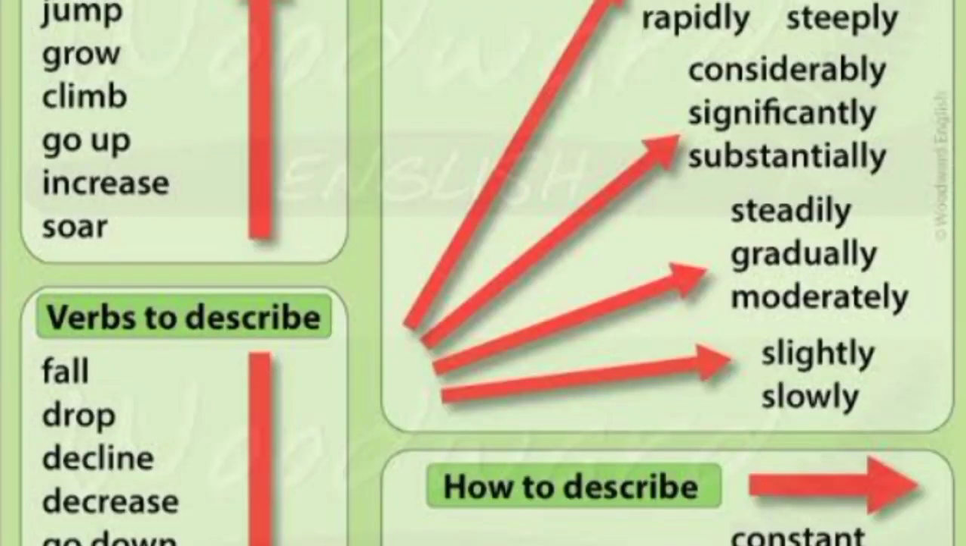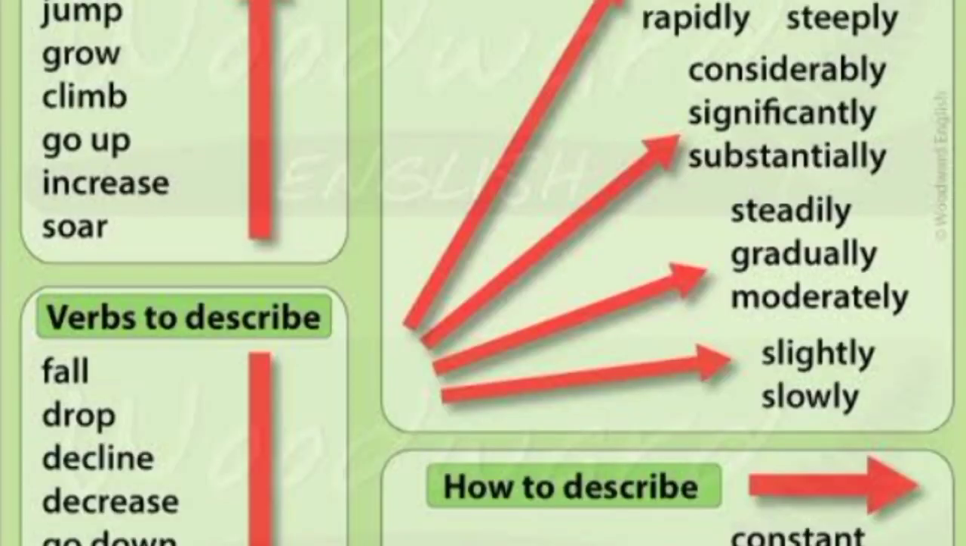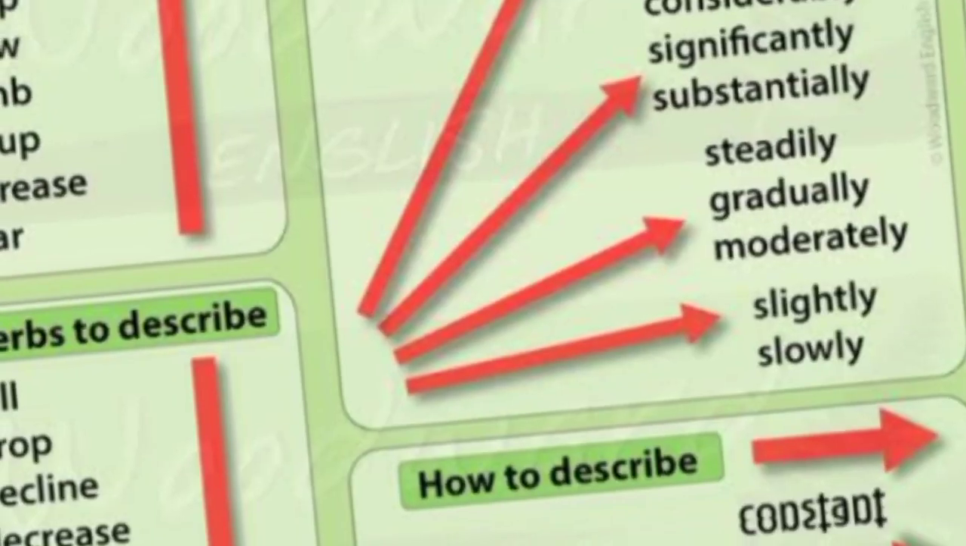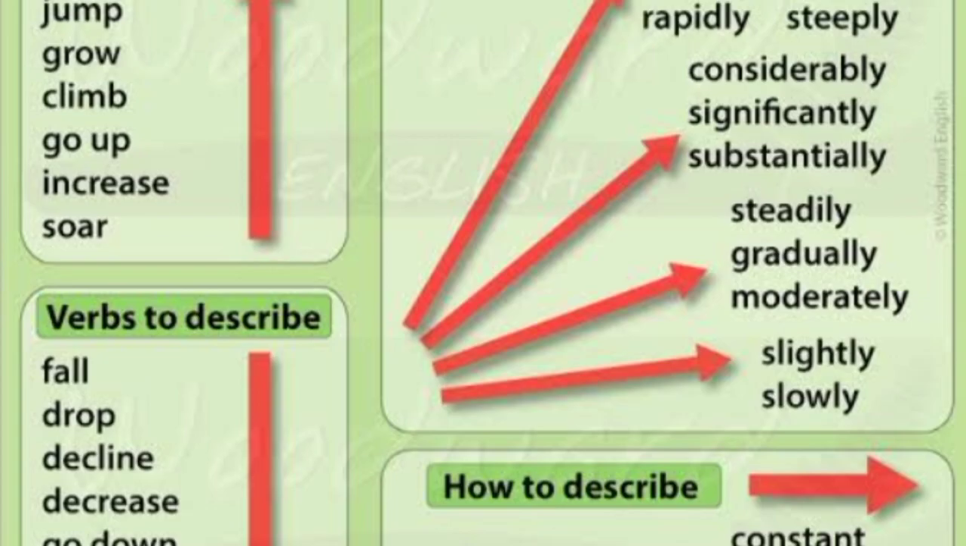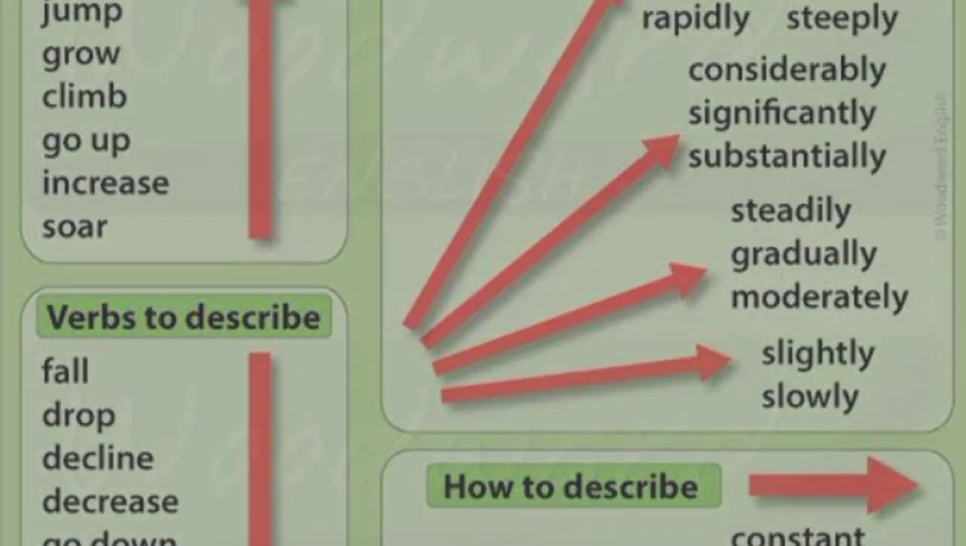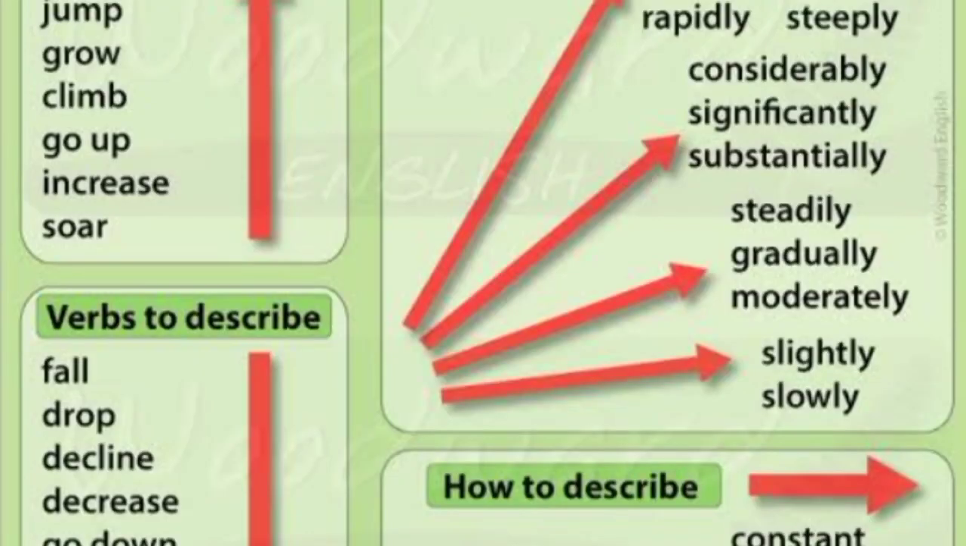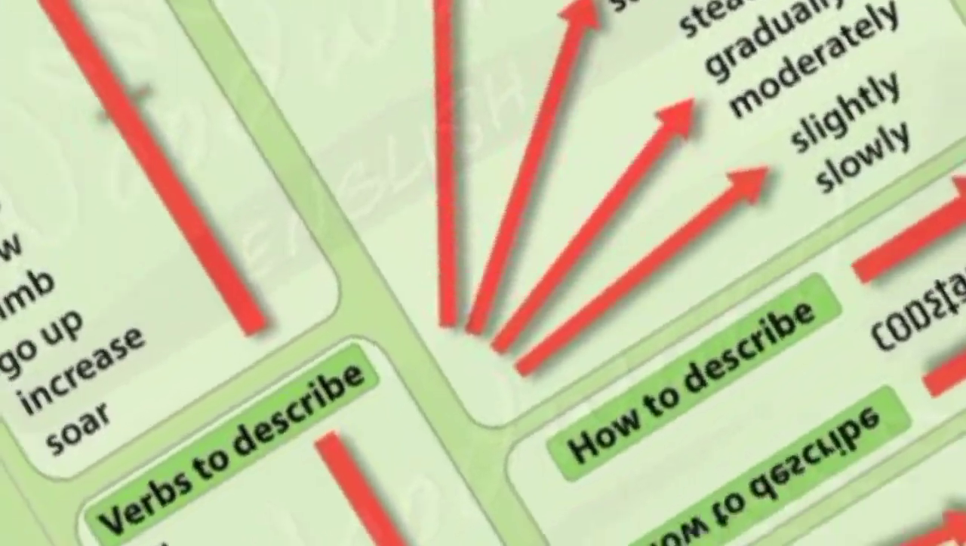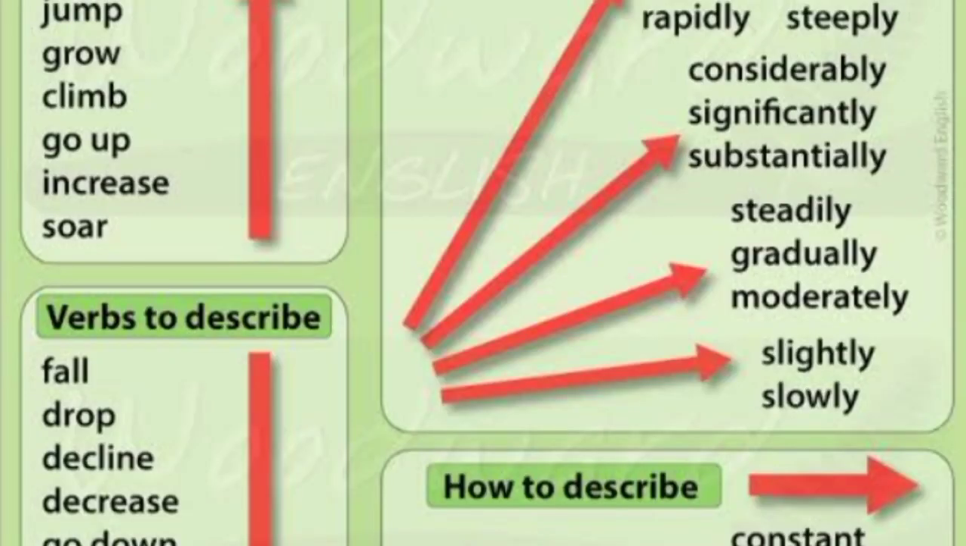These are the most important vocabulary required to explain up verbs, down verbs, similarities, and overall. So today we will discuss first up verbs, then down verbs, then adverbs to describe how it happened. Up verbs are: rise, jump, grow, climb, go up, increase. And down verbs are: fall, drop, decline, decrease, go down, plunge.